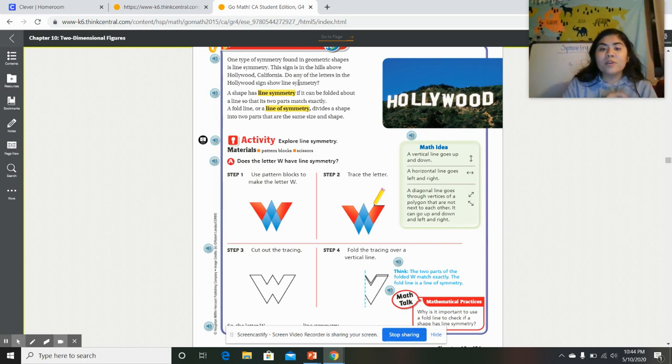Today they're going to give us the line wherever they want on the shape, and we have to decide whether if you folded that shape on that line, if it would be even, right? So line symmetry means that the shape can be folded to have equal parts that match. Line of symmetry is the actual line that creates symmetry.